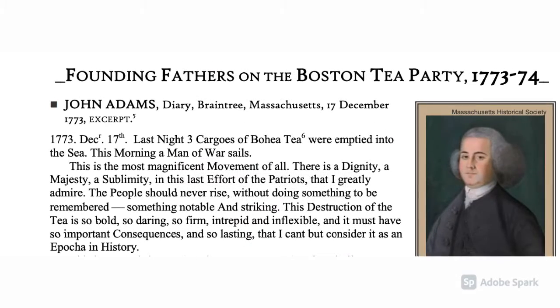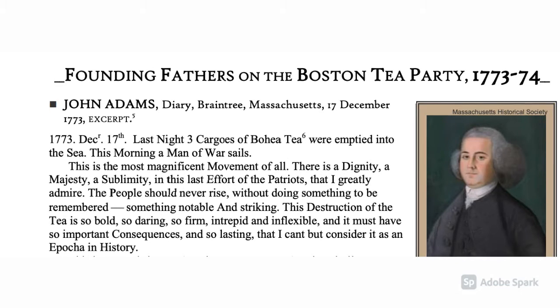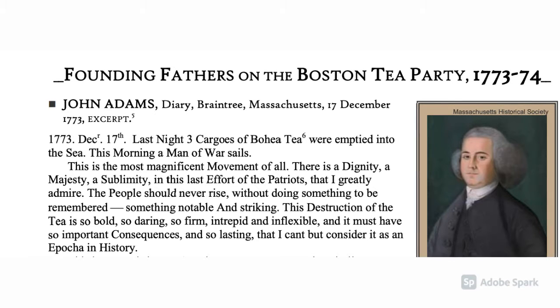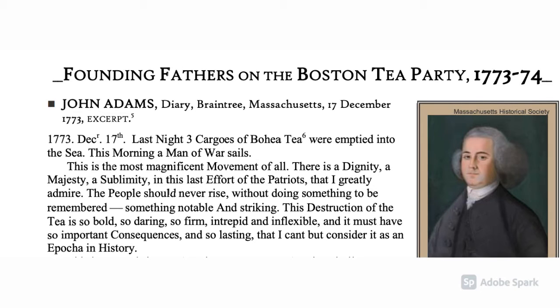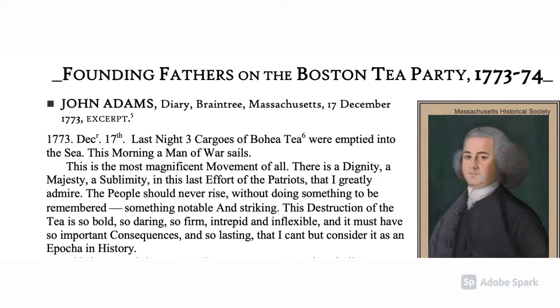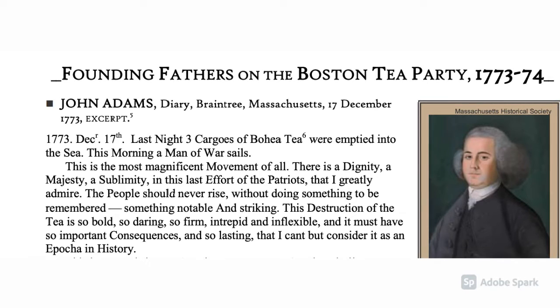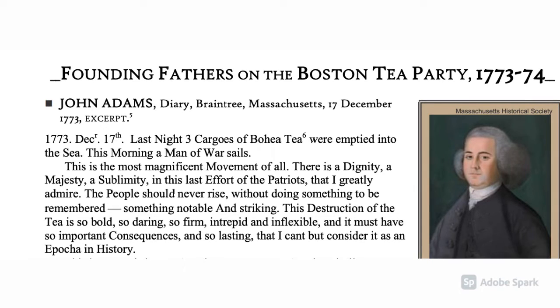As I said, it definitely was an act that was remembered forever, as this source is John Adams' response to the Boston Tea Party, and he says that the people should never rise without doing something to be remembered, something notable and striking. The destruction of the tea is so bold, so daring, so firm, intrepid and inflexible, and it must have such important consequences and so lasting that I can't but consider it as an epocha in history.